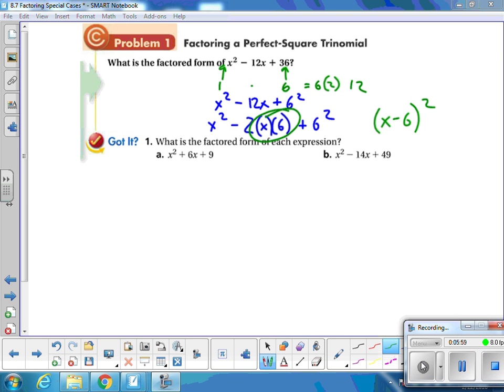Looking for my 2 terms, and then I'm squaring. And this negative tells me that it's going to be negative. Why don't you try it out? Kind of get the hang of this. Look at these guys, confirm that they are perfect square trinomials. Give it a try. See what happens.